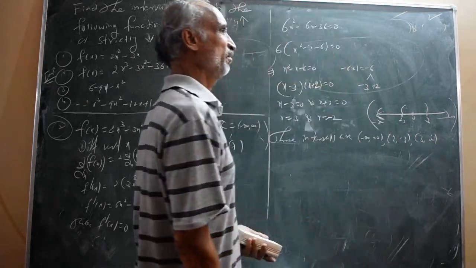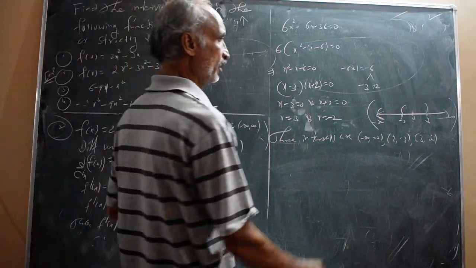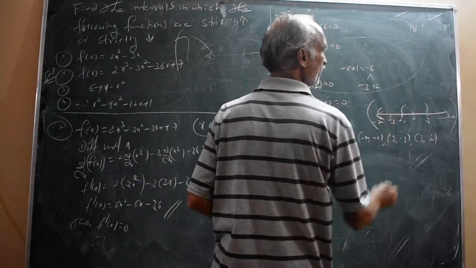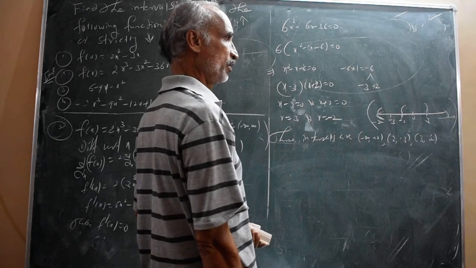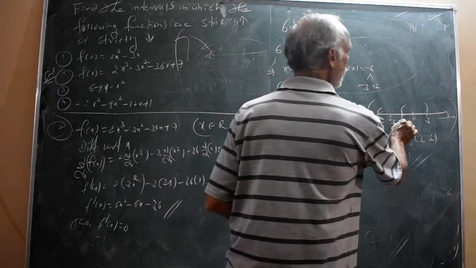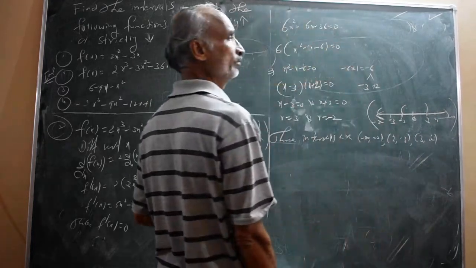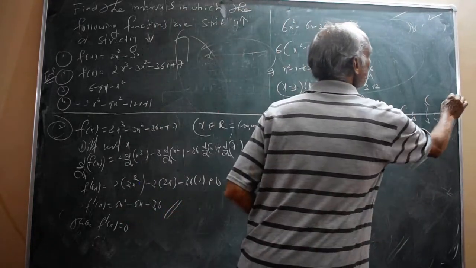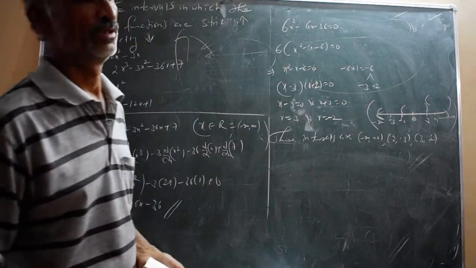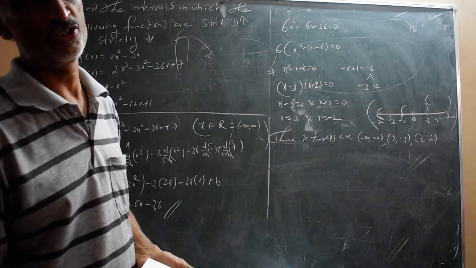Take some easy values. Here comes minus 3: one value between minus infinity and minus 2 is minus 3. For minus 2 to 3, 0 is an easy value. And for 3 to infinity, one easy value for x is 4.